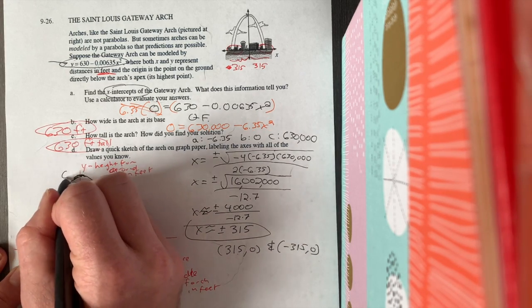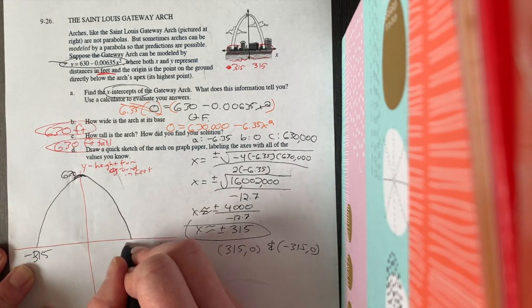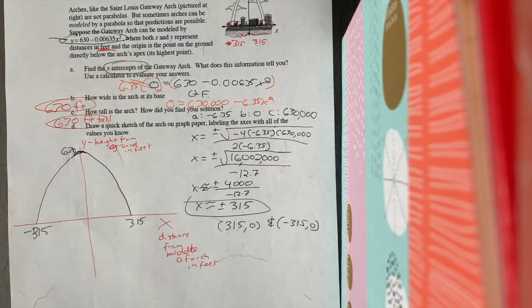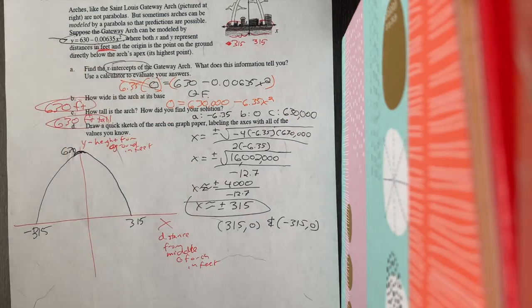Okay, and the values I know, this is going to be 630, this is going to be negative 315, and this is going to be 315. Boom. Archway sketch done on graph paper, and that's what we know, and assignment done. This one shouldn't have taken too much time.